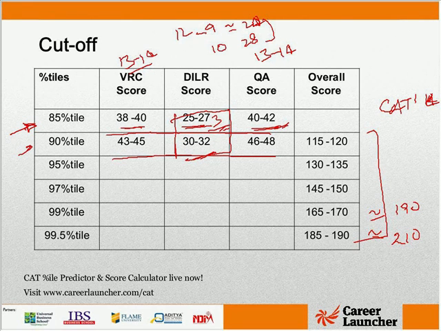Now for the morning slot, the CAT score calculator is live. For the evening slot, it should be live by about midnight. Okay, maybe by 10:30, 11, but definitely by midnight. Till then, you can just put in your estimates and get your estimated percentile.